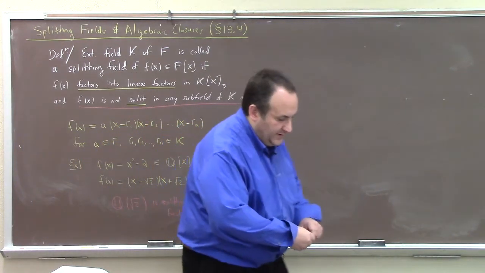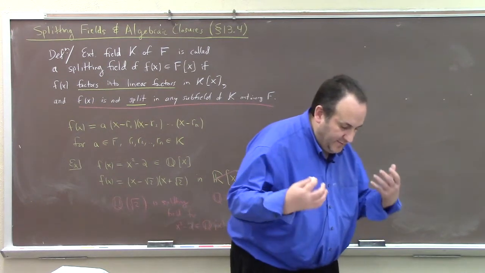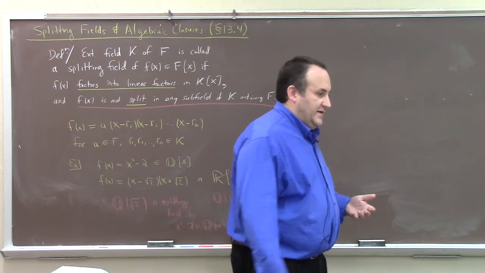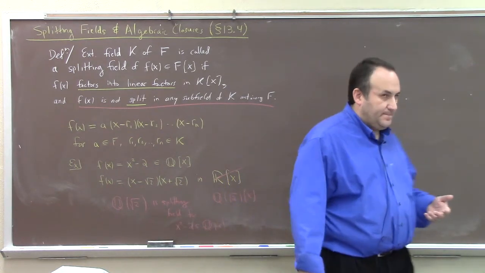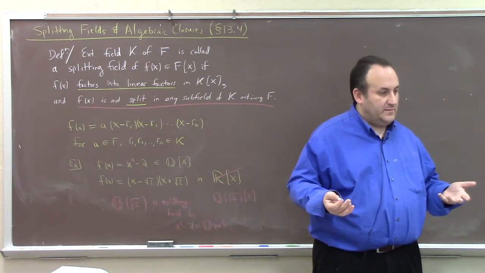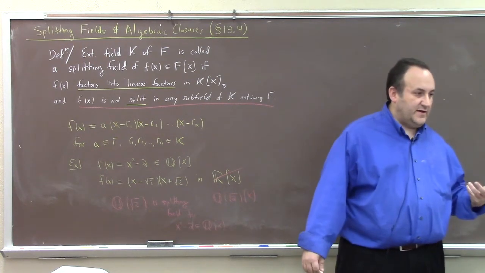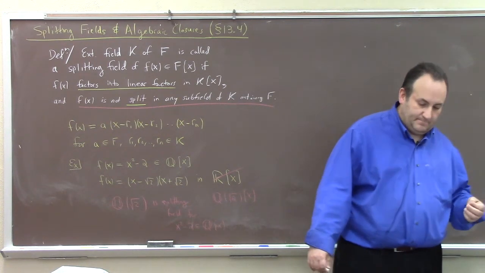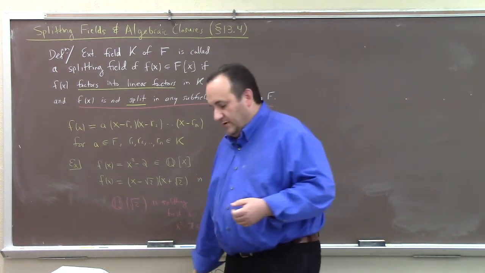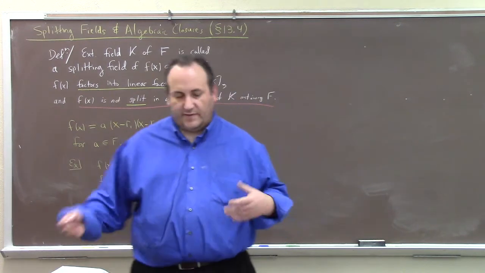So just to give a big picture snapshot of what this section says: basically there is a splitting field for any polynomial, and it is unique up to isomorphism, all right? And of course, we know more than that.